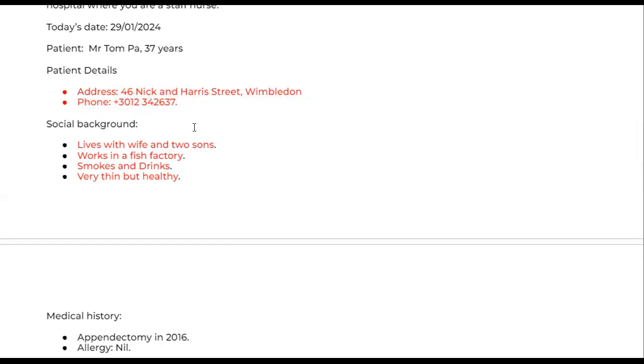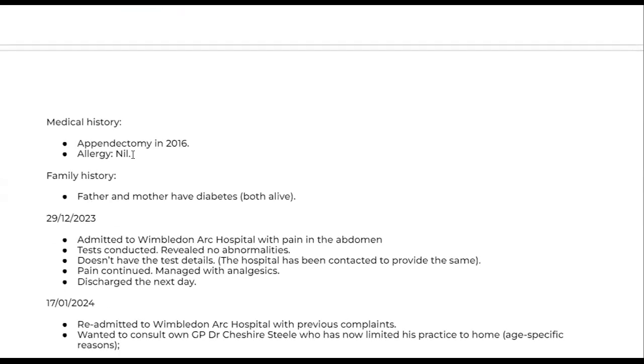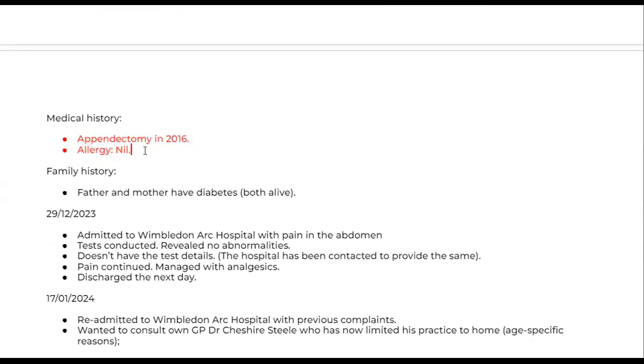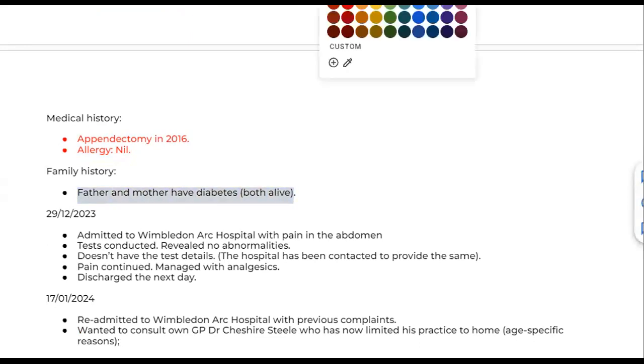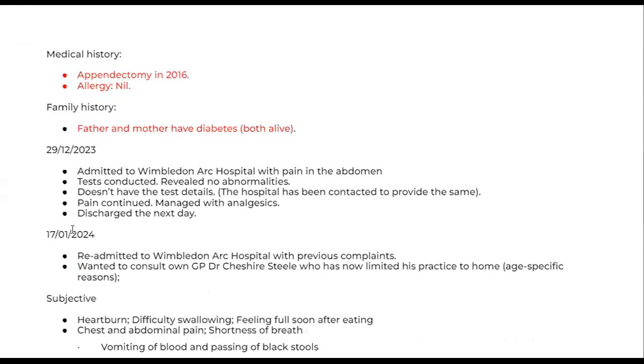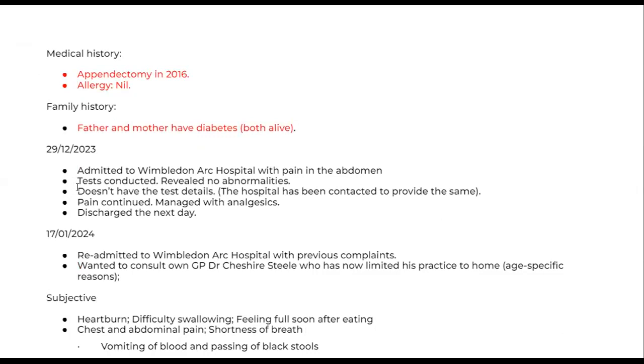Patient details, okay? And medical history, appendectomy. Since it was his own personal doctor, definitely the doctor knows that. And he also knows that he has no allergy. So I'm talking about the elimination part of this one. Father and mother have diabetes, both alive. This is also known to the doctor. Then the only thing that the doctor doesn't know is this one.